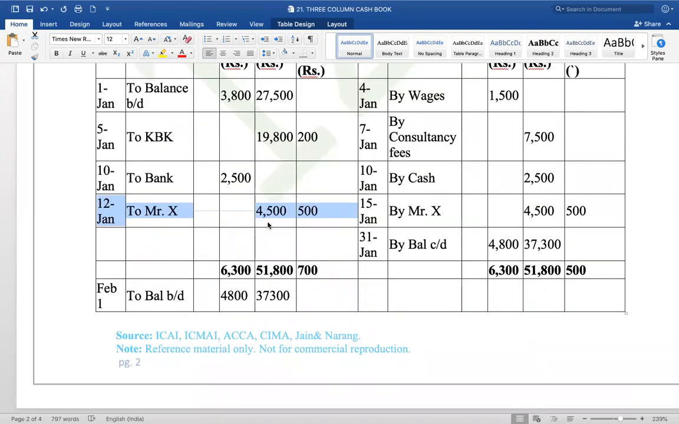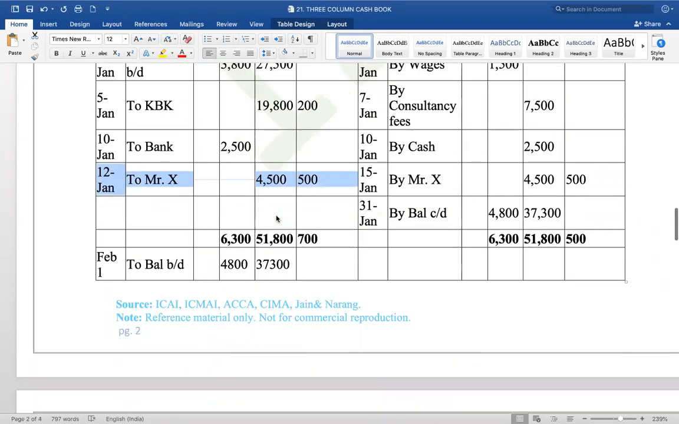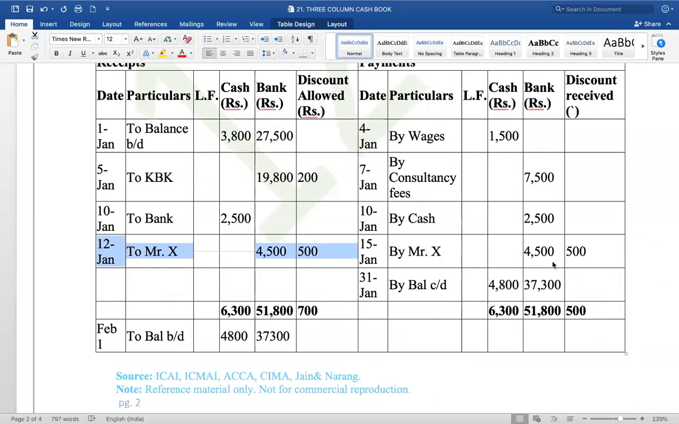Right? And instead of writing to Mr. X, it is by Mr. X. Instead of writing on the debit column, bank column of the debit side, we are writing bank column on the credit side, 4,500. Discount received, discount allowed we have written when we received. Now it is discount received.